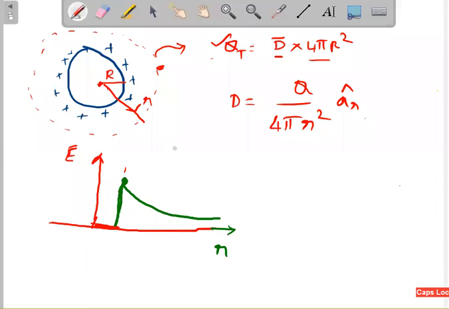Once we cross that surface, you are getting the effective charge. Definitely there will be an electric field, but as the distance increases, it has to decrease. So at this point, where r is equal to R, the electric field is Q divided by 4 pi R square, or, as it is an electric field, you put epsilon here. So at this point, the electric field is Q divided by 4 pi epsilon R square.